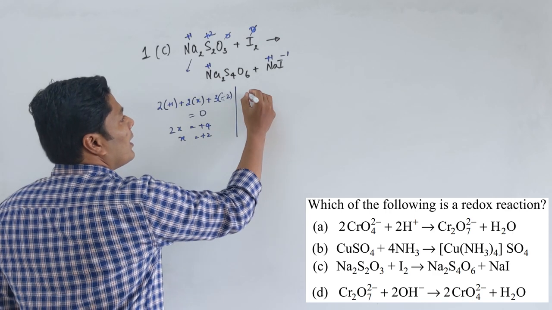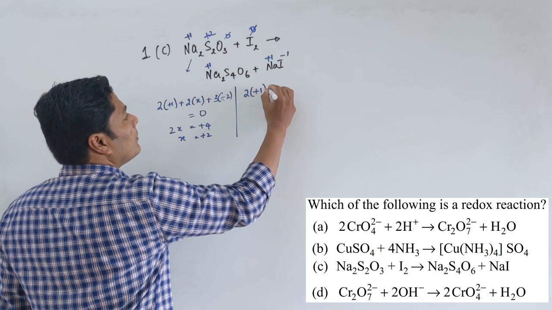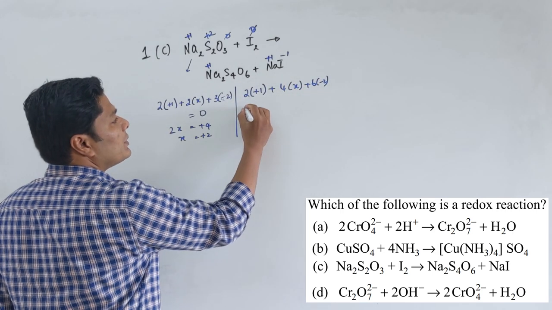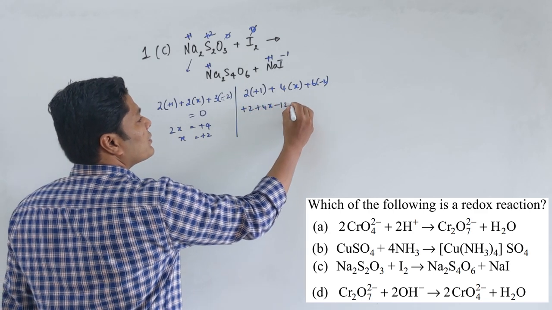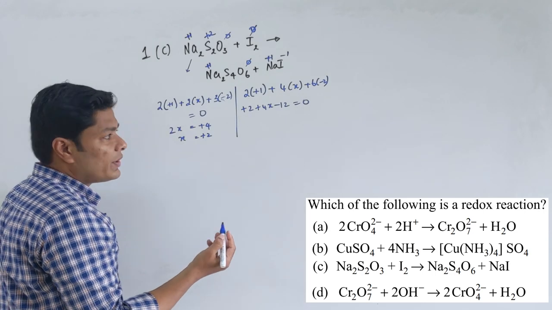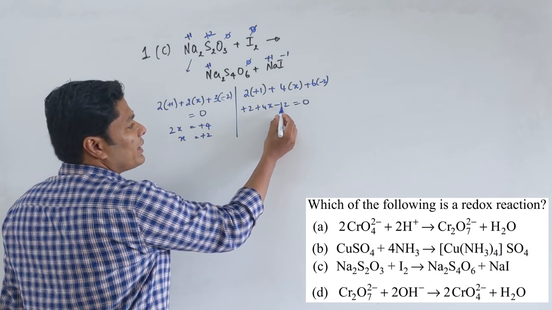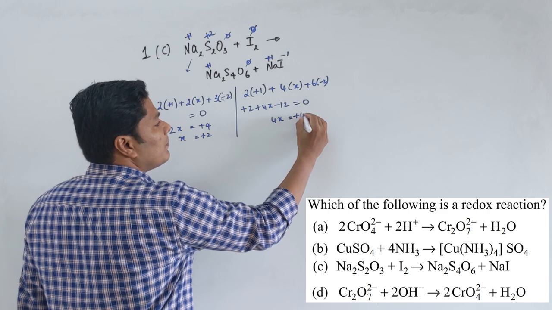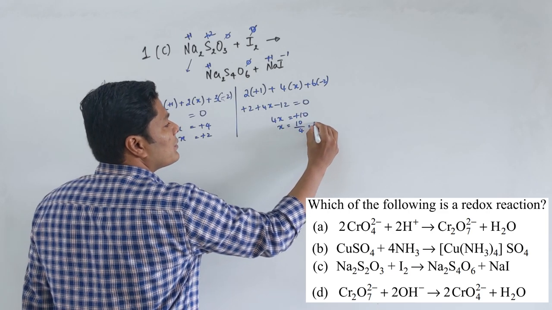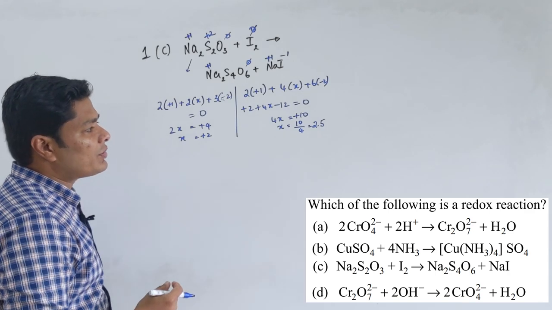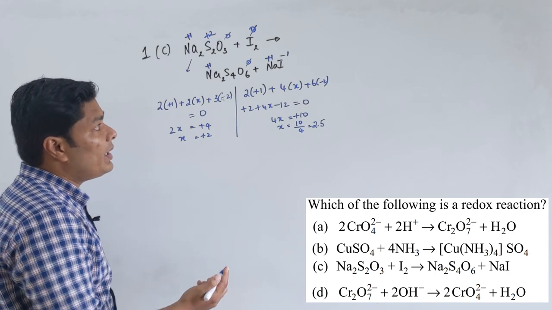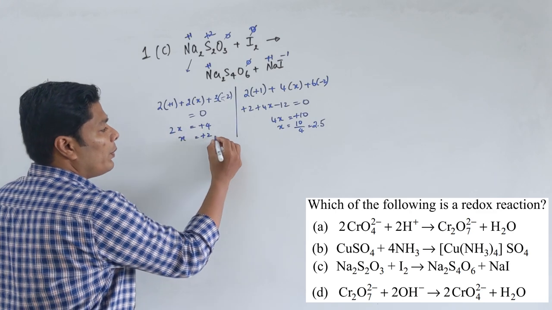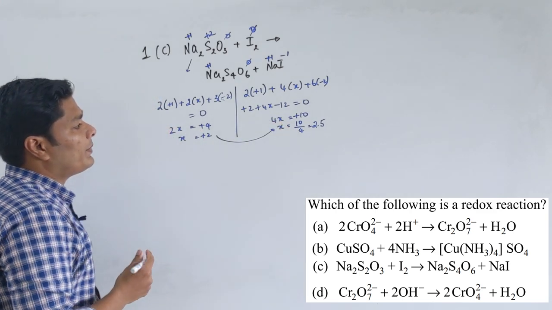Similarly here, I have 2 sodiums, plus 2, plus 4x for sulfur, and 6 oxygen at minus 2, correct? So this is plus 2 plus 4x minus 12 equals 0, because the oxidation number of a neutral compound, or total charge, is 0. So, minus 12 plus 2 is minus 10, and the other side becomes plus 10. So, 4x equals plus 10, x equals 10 by 4, which is 2.5. Now, do you have fractional oxidation numbers? Yes, but it is not how it's going to be. It will have a sulfur-sulfur bond inside. You don't have to look into that right now. At least I know that my sulfur has gone from plus 2 to 2.5.